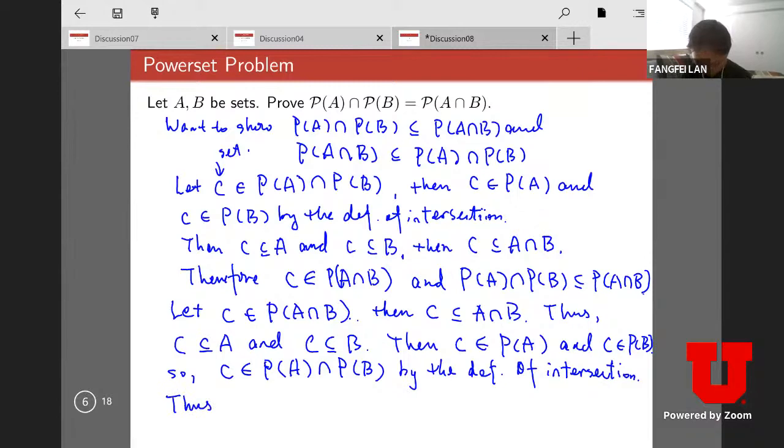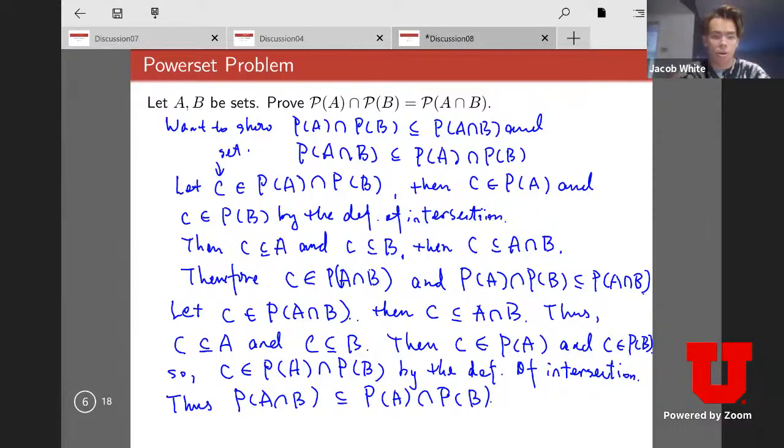Nice. The power set of the intersection is a subset of the intersection of the power sets. Then you can write a conclusion statement. So you can say, therefore, since one side is a subset of the other and the other side is a subset of the first, then they're equal. Any questions about this?